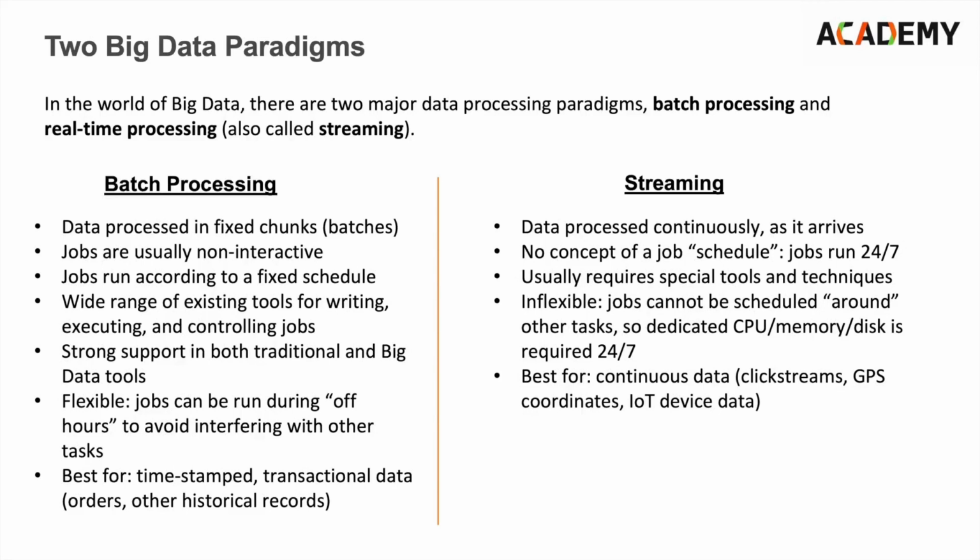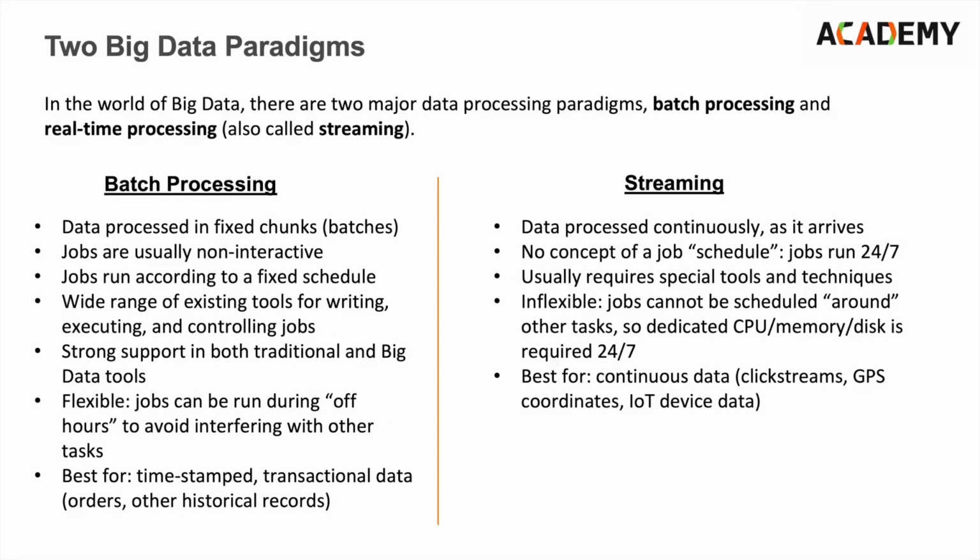Streaming, on the other hand, processes data continuously as it arrives. So you get the data, you process the data, you store the data. All of that's being done in real time or near real time. Typically with streaming or real-time processing, there's no concept of a schedule. So unlike with batch processing, where job scheduling is a big component, with streaming, jobs are running 24/7. There's just one continuous job throughout time that's running all the time, so there's really no need for a schedule.